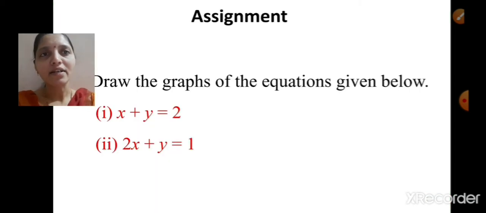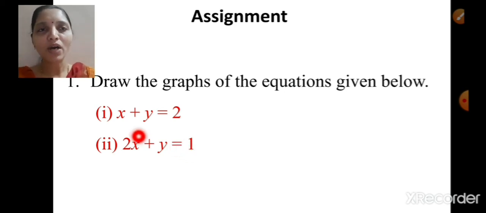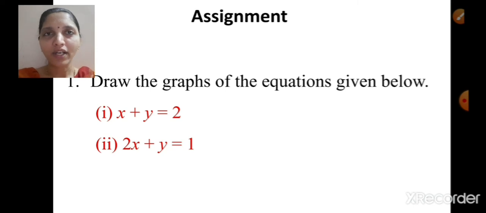Now let's see the assignment question. Draw the graphs of the equations given below. x plus y is equal to 2 and 2x plus y is equal to 1. Now both are equations in 2 variables. So you have to draw the graph accordingly.